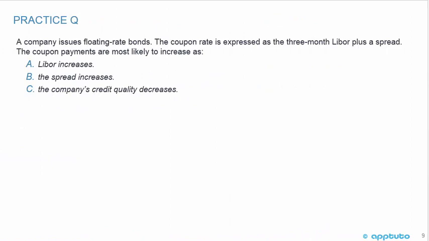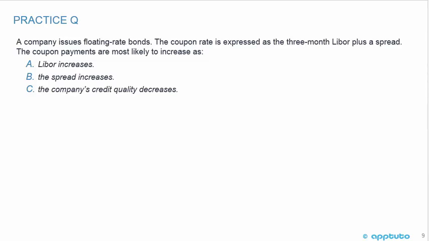A company issues floating rate bonds. The coupon rate is expressed as the 3-month LIBOR plus a spread. The coupon payments are most likely to increase as A, LIBOR increases, B, the spread increases, or C, the company's credit quality decreases.